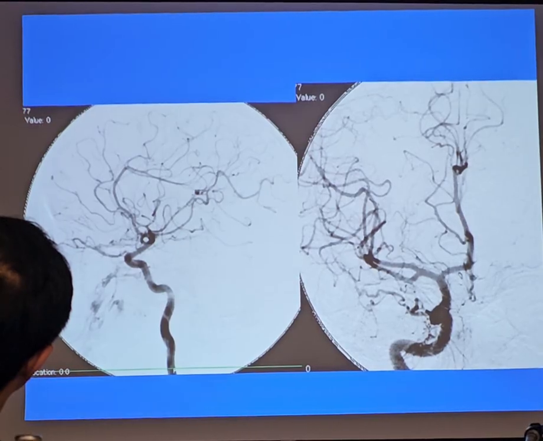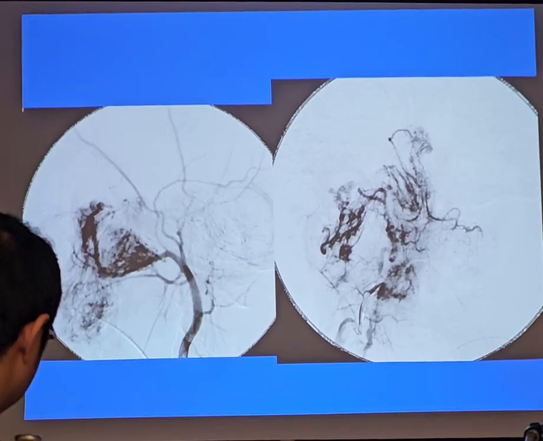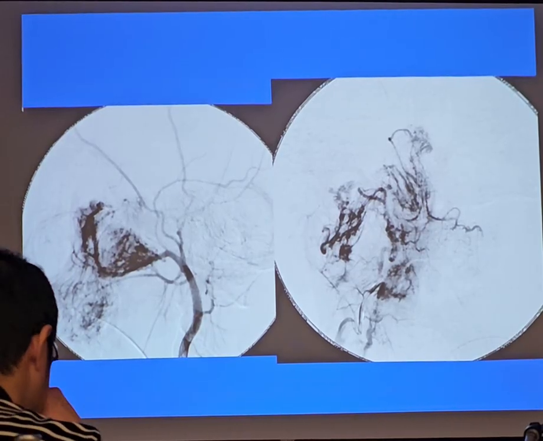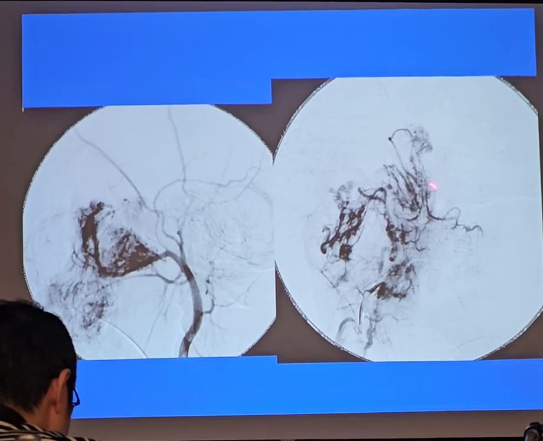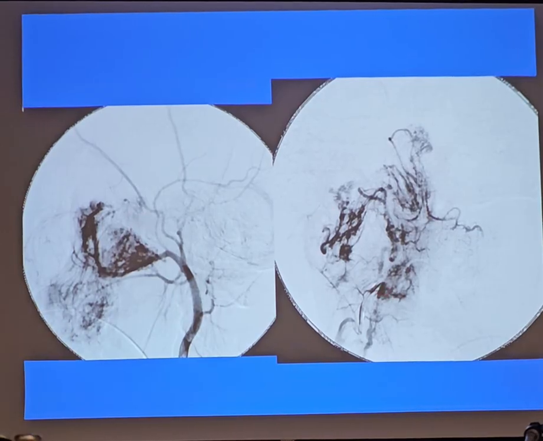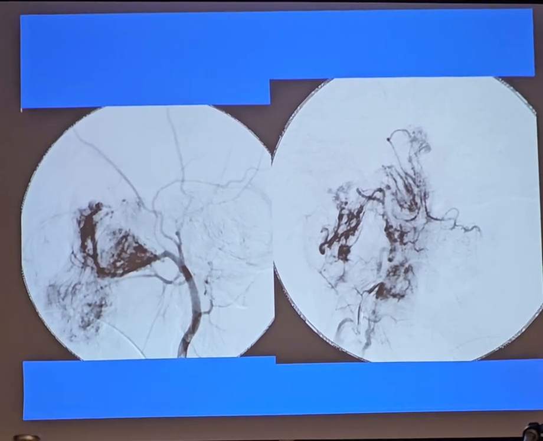Okay. But this is the typical pattern of supply. So it's an injection of the internal maxillary artery, and we get this enormous tumor blush. This is the lateral view. This is the AP view. And you can see the tumor here is right down into the nasopharyngeal space. It's gone right up into the sphenoid, where it's communicating with the sphenopalatine artery of the opposite side. So we know we've got supply from both sides because it reaches the midline.